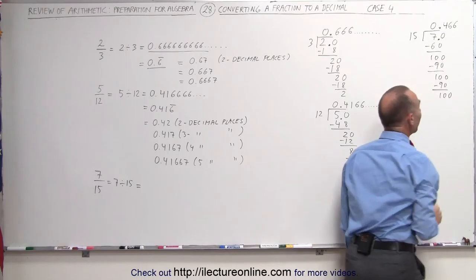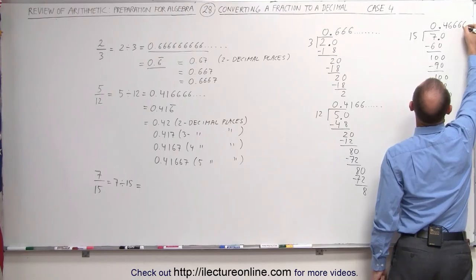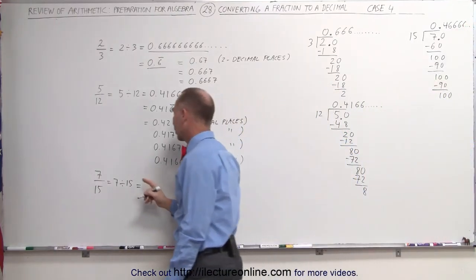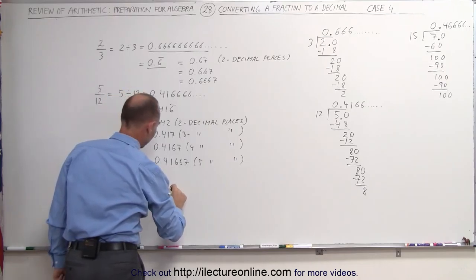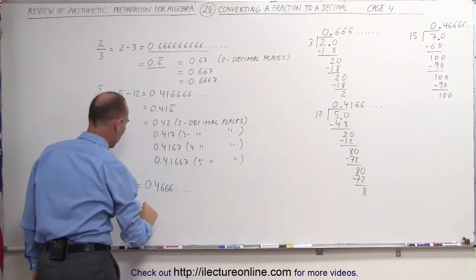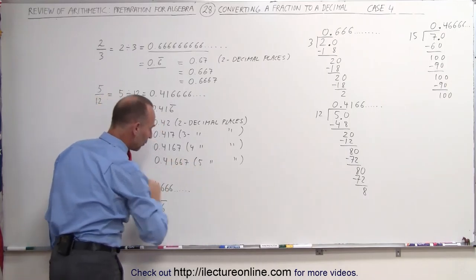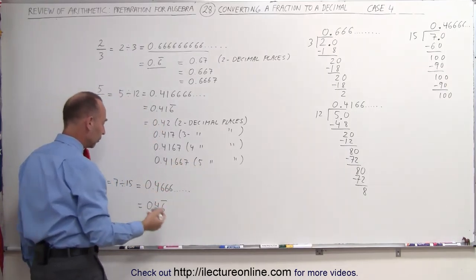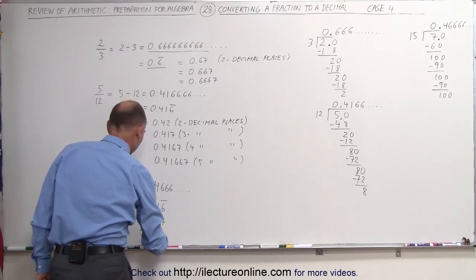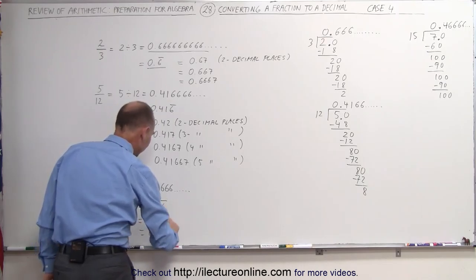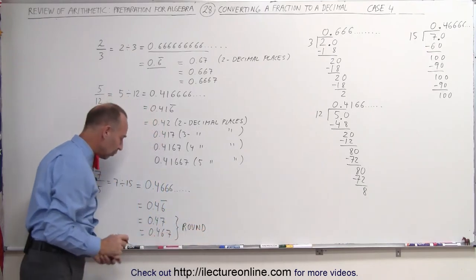15 goes into 100, 6 times 15 is 90, remainder is 10. And again, you start seeing a pattern here that from now on, we're just going to keep getting 666. So this is just simply going to continue on like this. In other words, we can write this number as 0.4666 and dot, dot, dot, meaning it's going to go on forever. Or we can write this as 0.46 with a line on top, indicating the sixes are going to go on forever. Or you can round it off to 2 decimal places, 3 decimal places, and so forth. So 0.47 or 0.467 and so forth. You can round off to however many decimal places you think you're going to need to accomplish your goal.